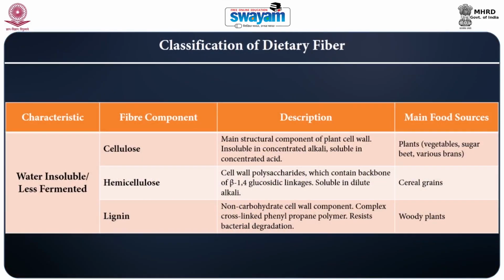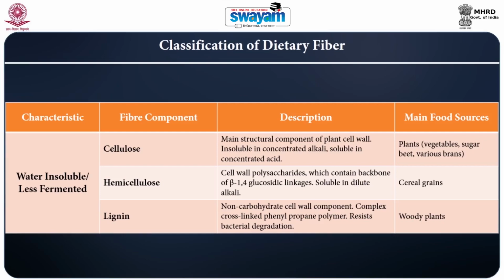Let us understand the insoluble fiber first. It includes cellulose, the main structural component of the plant cell wall. Cellulose is insoluble in alkali and soluble in concentrated acid. It is found mostly in plants and vegetables like beet sugar and various brans. Hemicellulose is found in cell wall polysaccharides which contain a backbone of 1 to 4 glycosidic linkages. It is soluble in dilute alkali. It is found mostly in cereal grains.